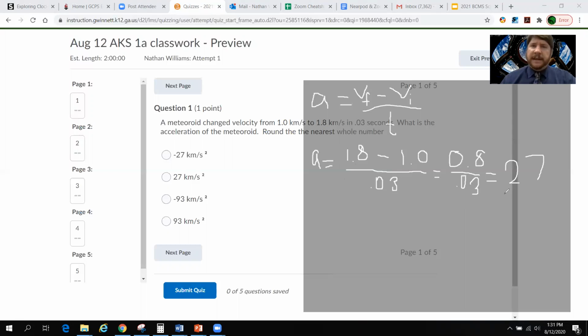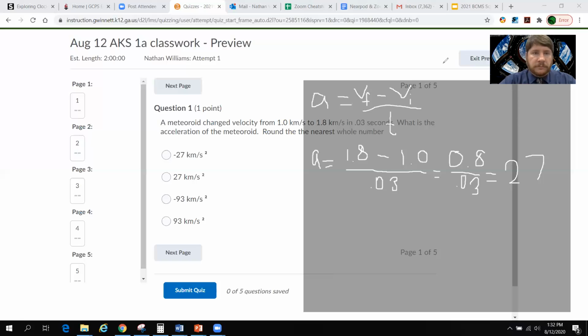And notice how I said that. In this scenario, the meteoroid would be going from 1.8 at first to 1.0 later. That's a decrease in velocity. That's slowing down. So if you have a negative acceleration, it's because the final velocity is lower than the initial velocity, which means you're decelerating. So the negative 27 and the negative 93 are completely valid answer options, at least in terms of negative being in the realm of possibility.